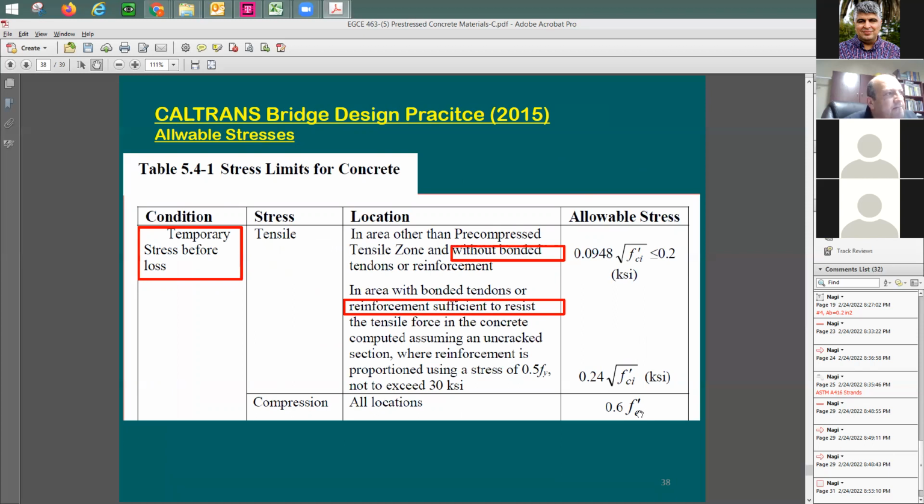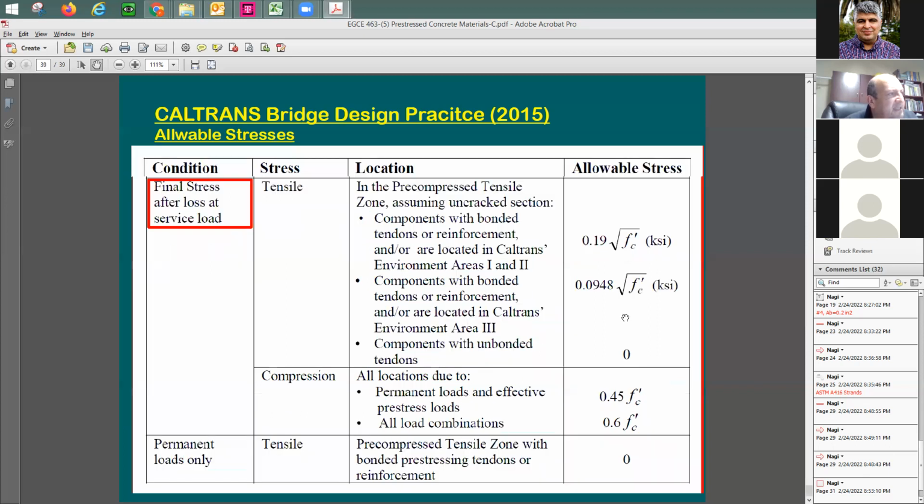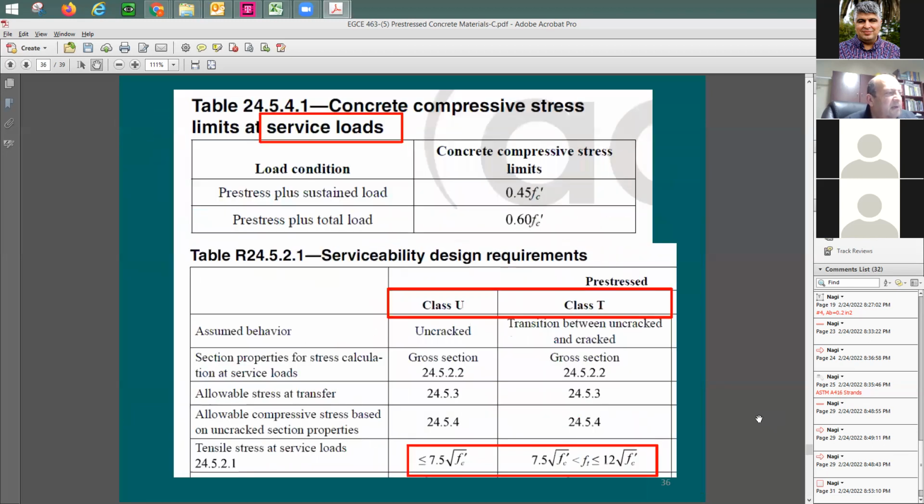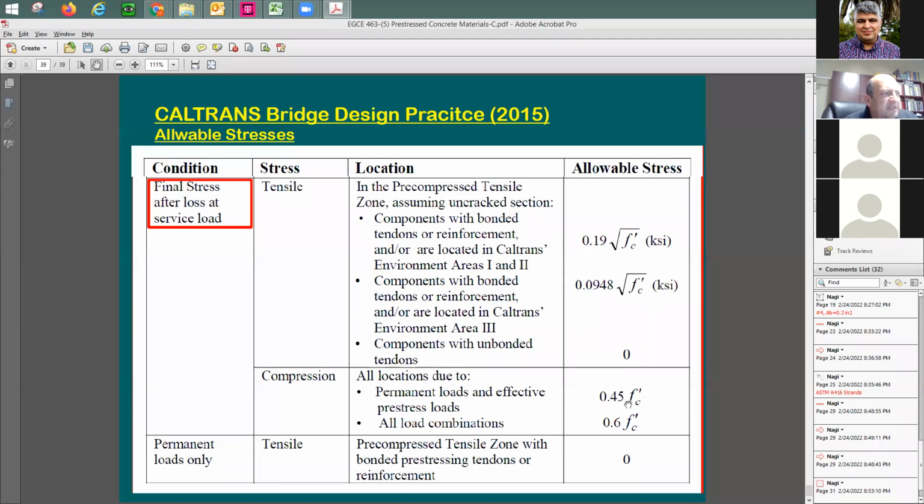I see it. How about an area of bonded reinforcing sufficient to resist? What is that? This is going to be tension. 0.24 square root of f'c. Okay. A little bit of difference, yeah, acceptable. How about here? Just continue here with Caltrans' specification. 0.45 and 0.6. I guess this here matches the ACI. If you look here at 0.45 and 0.6, you can see, yeah, this is matching the ACI. 0.45 and 0.6, yes. Same as the ACI code.